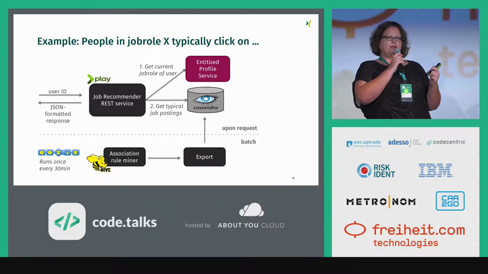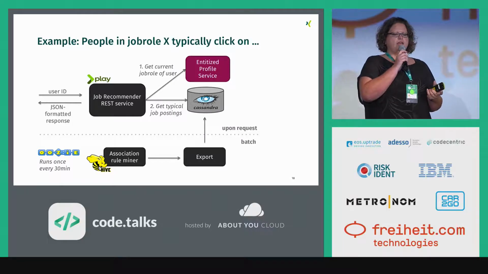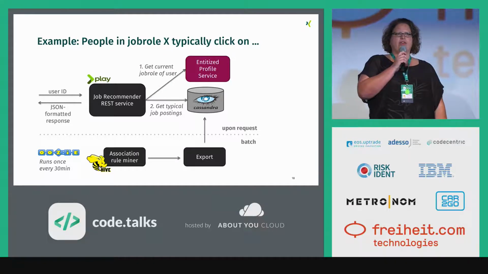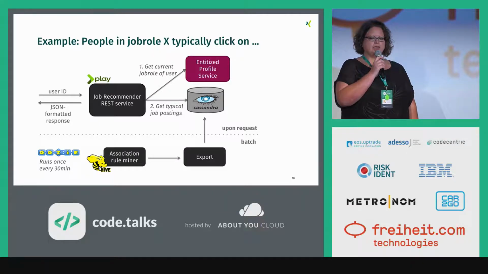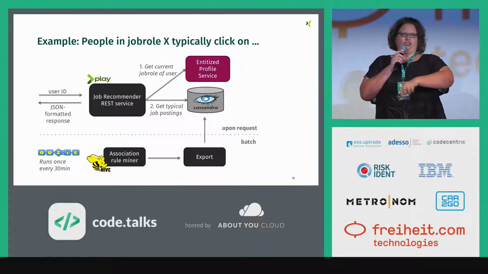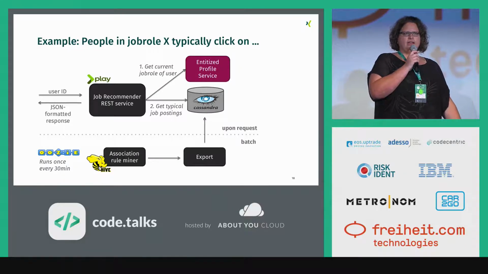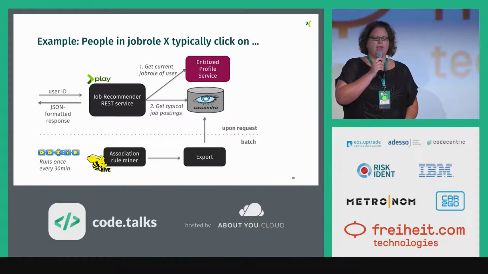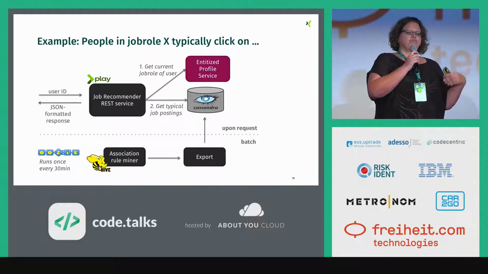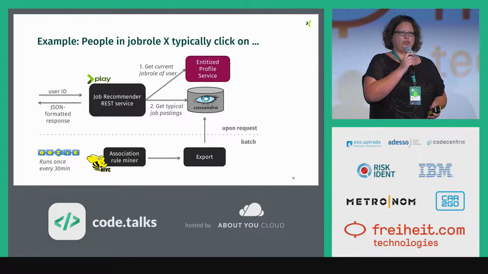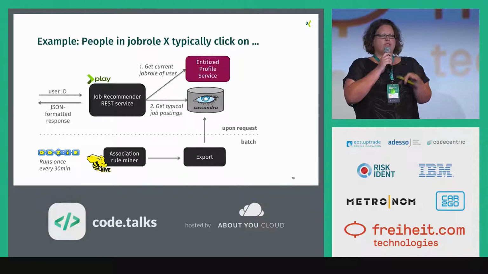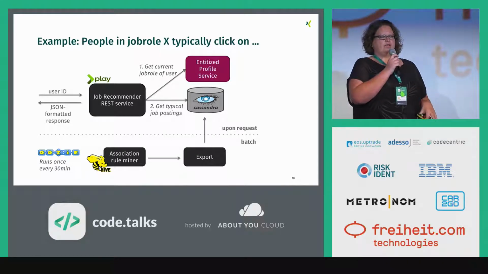Okay, this is an example of how it works for the association rules. If we go to the bottom at the beginning, this is the part where we have a workflow that is scheduled to run every 30 minutes. Here we learn the association rules, like data scientists really like that job posting at that moment. When we have created these association rules, we export them to Cassandra. Now we can go to the top. The REST service is called with the user ID. We first get the current job role of the user, which is done in step 1. Then the recommender component gets typical job postings for this job role by asking the Cassandra database.